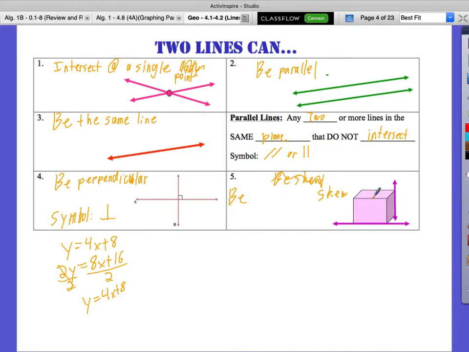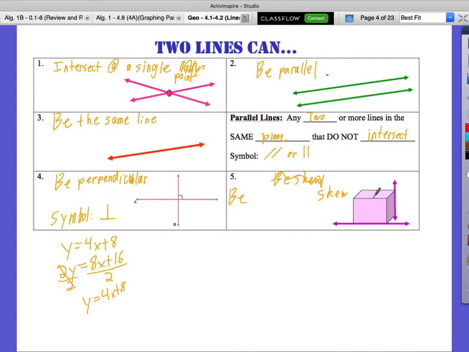Anyway, so they can be skew. What skew means is that they don't intersect, but they're in different planes. Let me give you guys an example, okay? I have this box. I have this line, and I have this line down here, both my two hands. And these lines are parallel. They're in the same plane. They're in this front plane, okay? So these lines are parallel.